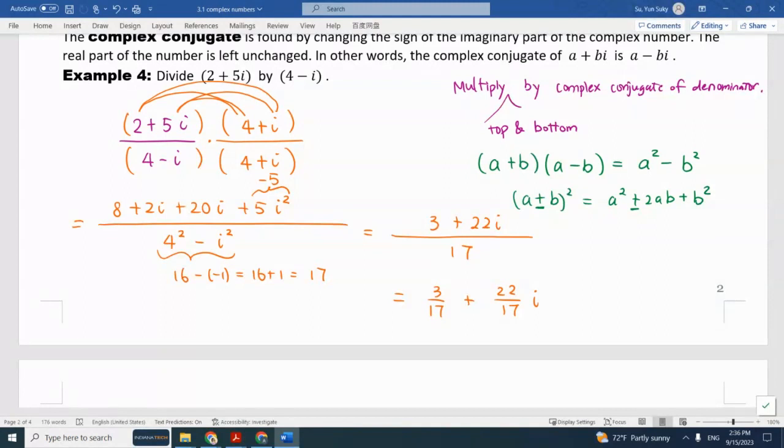Okay, everybody, let's go over it together. So 7 times 2 is 14. 7 times minus 5i is minus 35i. Minus 3i times 2 is minus 6i. Minus 3i times minus 5i is plus 15i squared. i squared is negative 1, so this is negative 15.